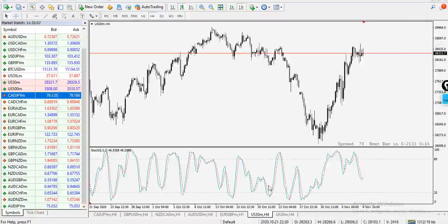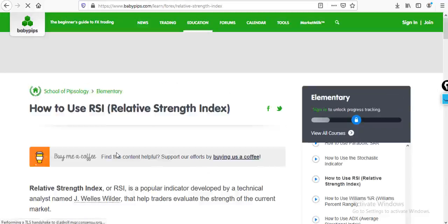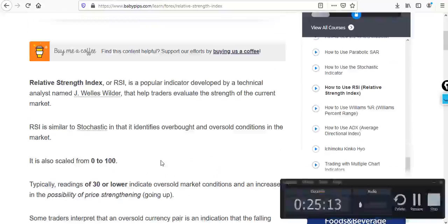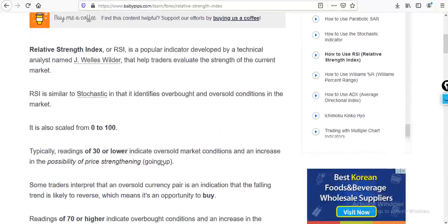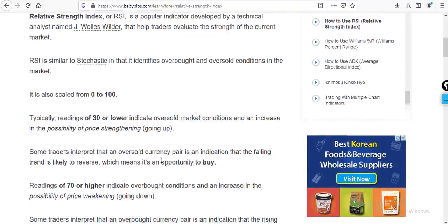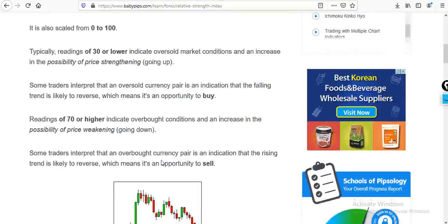Let's move on to our next indicator, how to use the RSI. Now RSI stands for relative strength index. The relative strength index was developed by Welles Wilder, and it is used to evaluate the strength of the current market. It looks somewhat like the stochastic indicator, right? It is scaled from 0 to 100, and the readings are between 70 and 30. So if the RSI is below or as low as 30, that shows that the market has been oversold. However, if the RSI is reading 70, if the price of the market has moved up to 70, that shows that the market has been overbought.